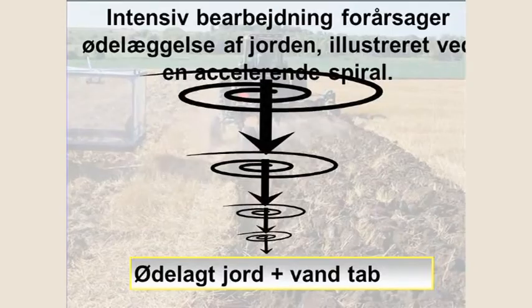So, intensive tillage causes this accelerated downward spiral in soil degradation. We get degraded soils, we get carbon loss, like I've shown you, and we get water loss. And the question is, how long can we continue to degrade the soil before it comes back to bite us, in terms of waking up to what we're doing to the soil system?